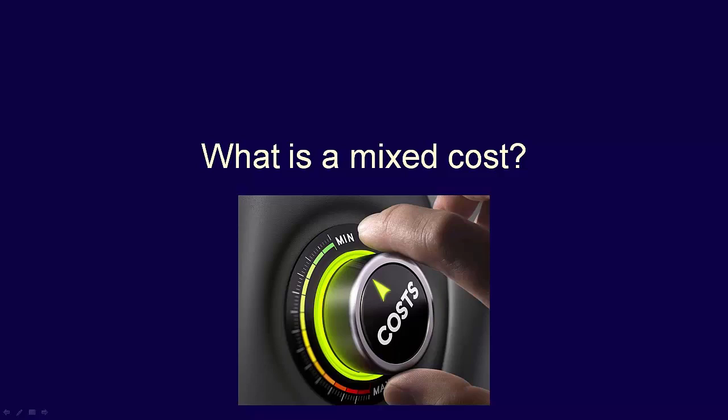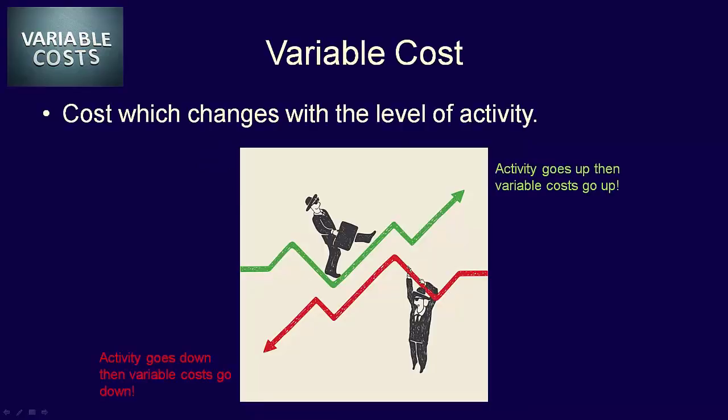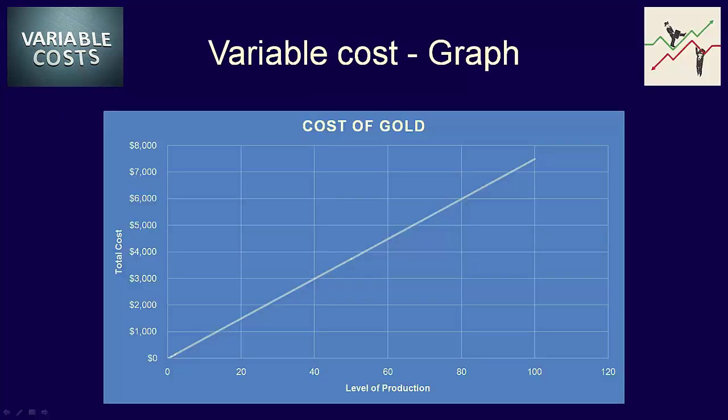What is a mixed cost? You know that a variable cost is a cost that changes when the level of activity changes. If the level of activity goes up, the total variable cost will go up. If the level of activity goes down, the total variable cost will go down. You've likely already seen a variable cost graph. It's one where the straight line is increasing as the level of activity increases.